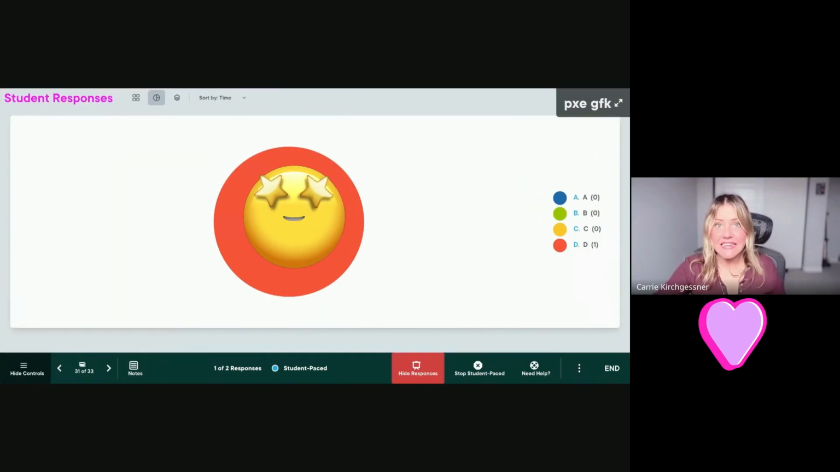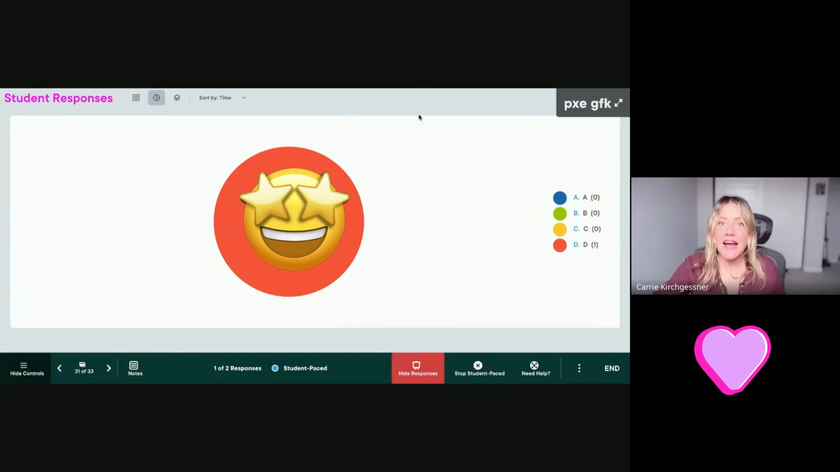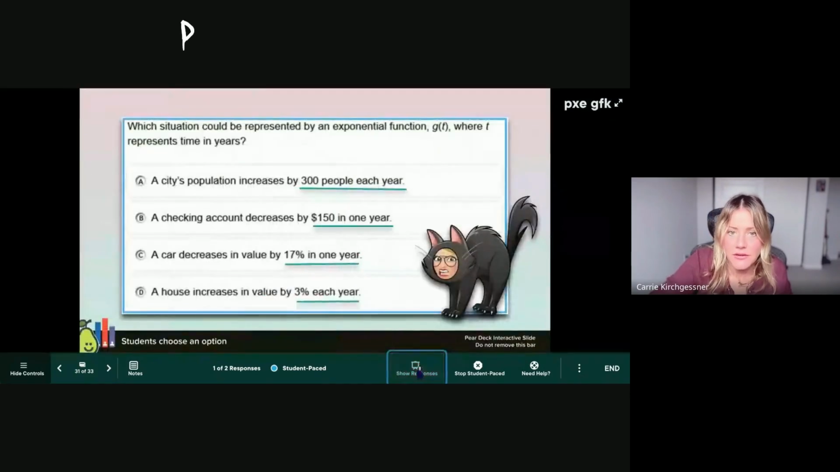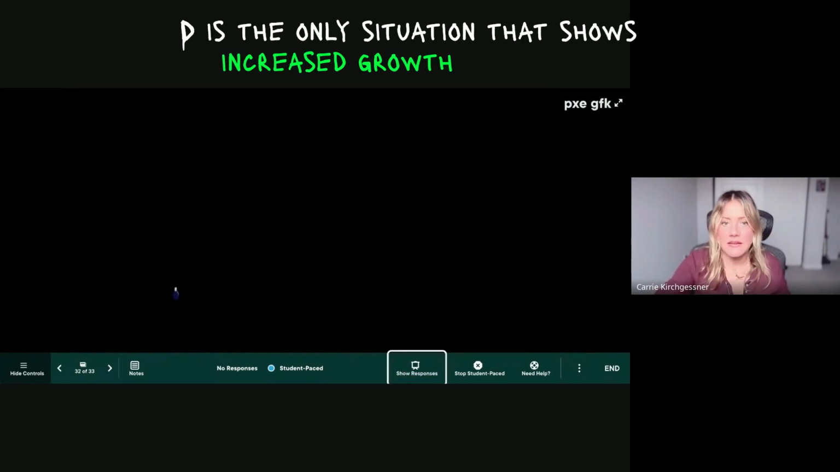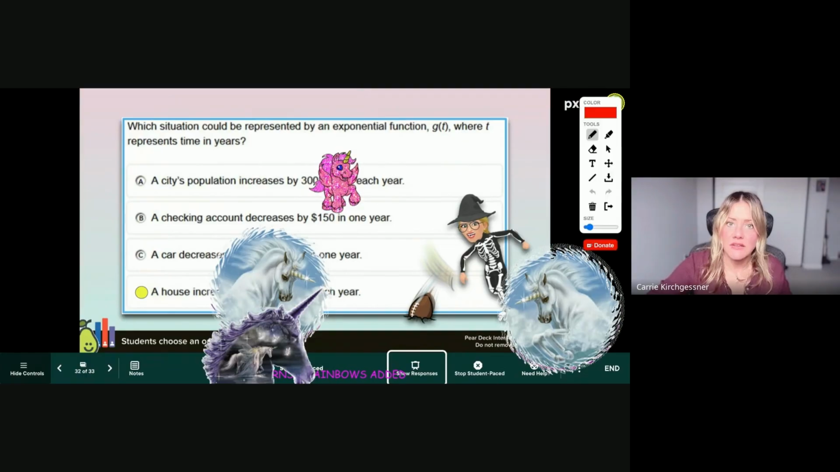Cool. Yeah, it's D, because the house increases in value over time. You guys are so good. You guys rule. So it's going to be D. Exactly, a house that increases in value by 3% each year. Nice job. You guys are awesome.